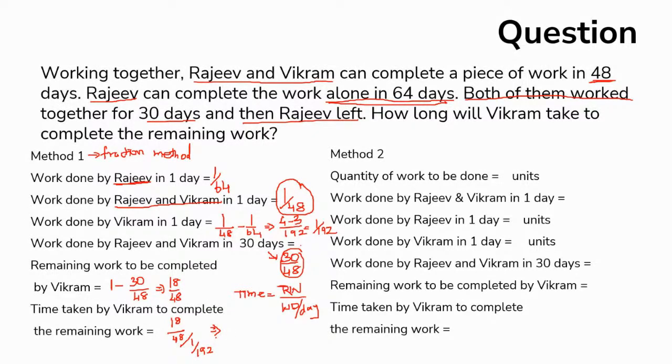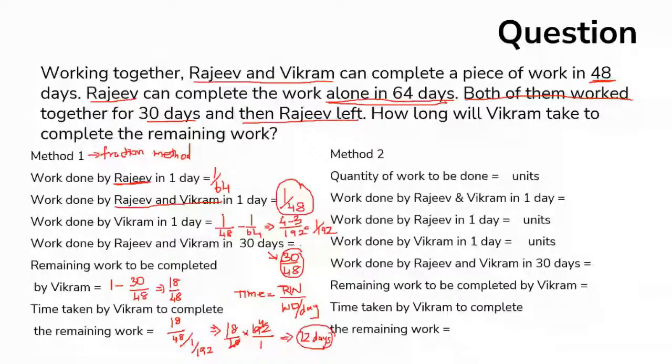So in such case, how much is the value? If you try to go for it, it is like 18 by 48 into 192 will be coming here, divided by 1, so that will get inverted. So it is like 4 times. So you will get a value as 72 days. So that is your answer for this problem.